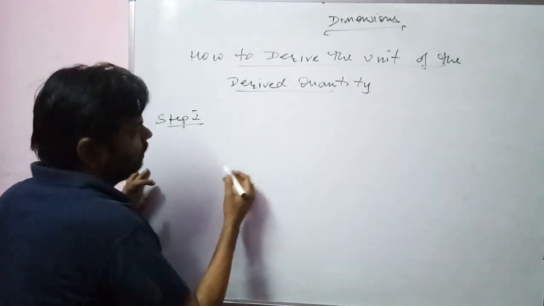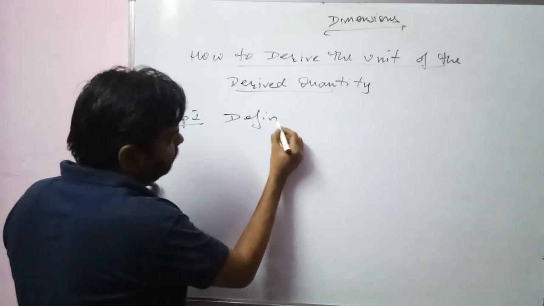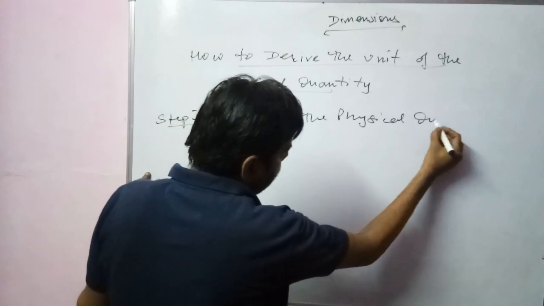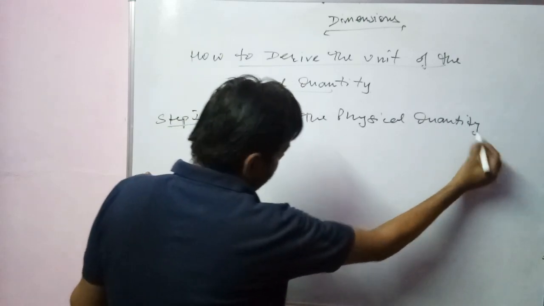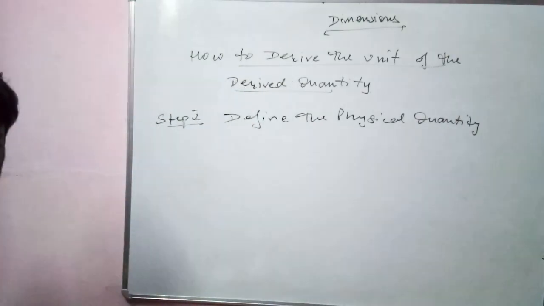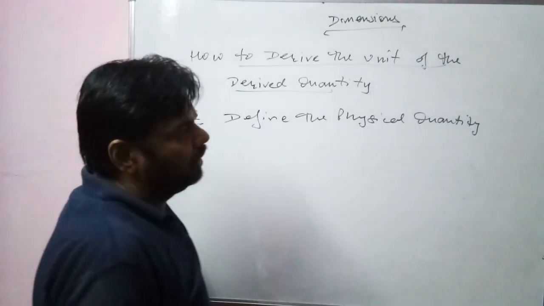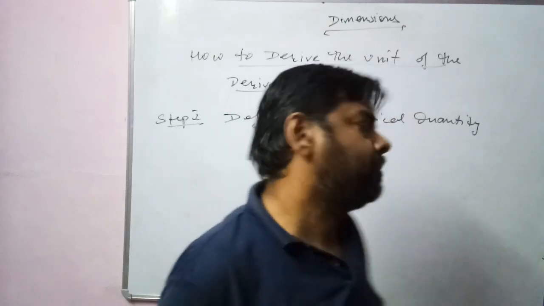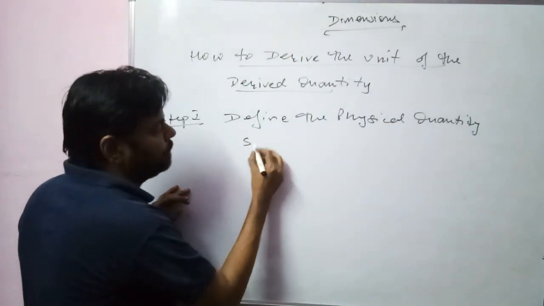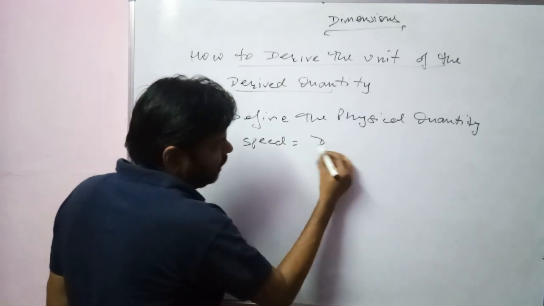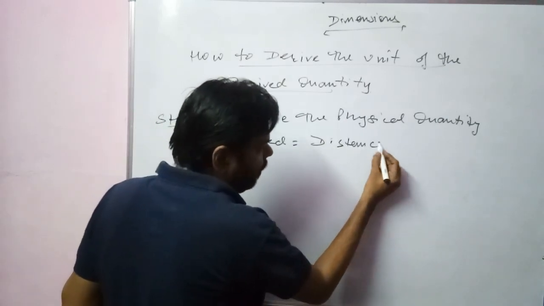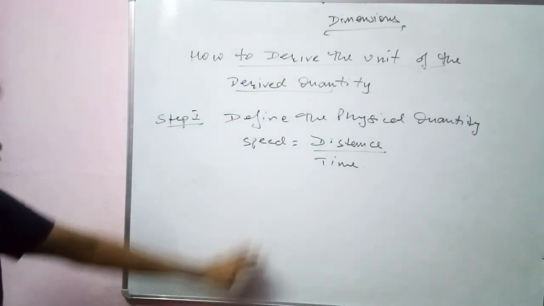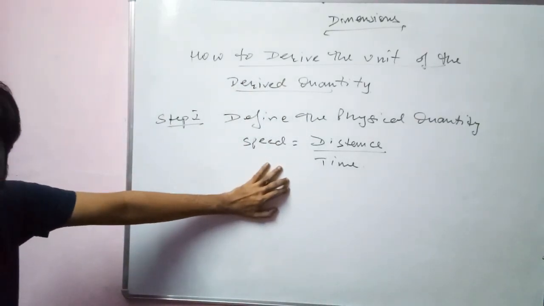In step 1, we have to define the physical quantity. Got it? Okay? Now with this sense, I am taking up an illustration. Let us suppose we are talking about speed. Speed is defined as distance covered by a body divided by time taken. Okay? So it is the first step.